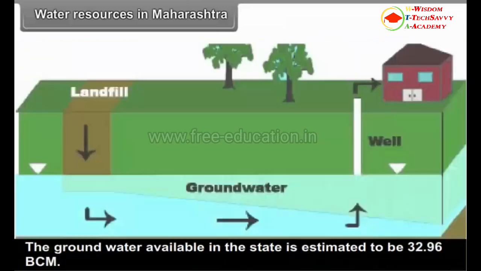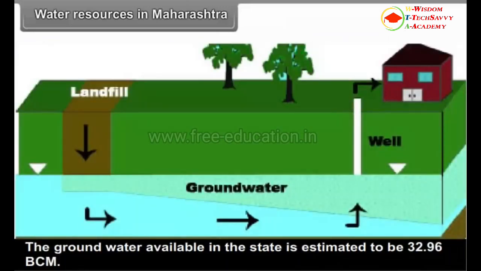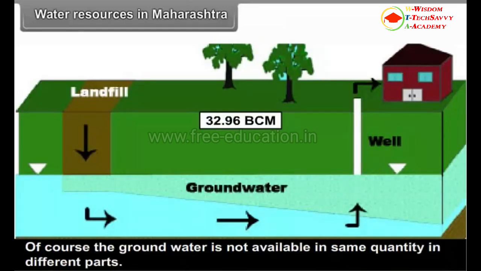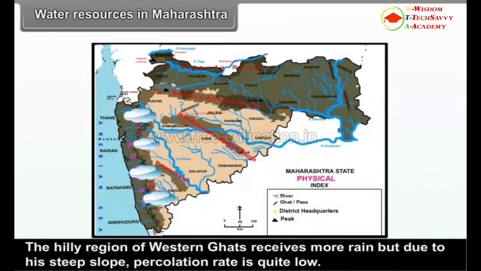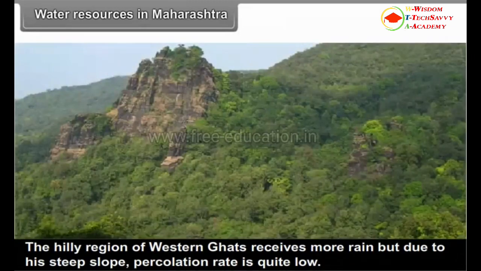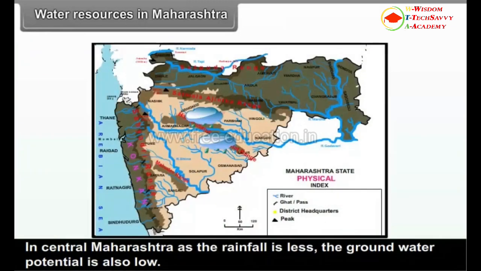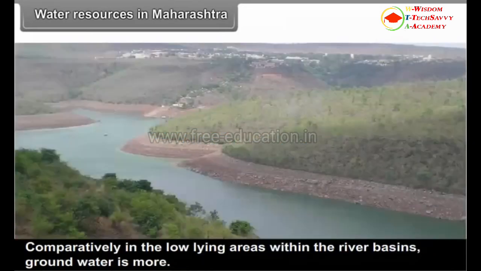Besides these major dams, there are a large number of medium and small dams as well as bunds storing a huge quantity of water. The groundwater available in the state is estimated to be 32.96 BCM. Of course, the groundwater is not available in the same quantity in different parts. The hilly region of the Western Ghats receives more rain, but due to the steep slope, the percolation rate is quite low. In central Maharashtra, as the rainfall is less, the groundwater potential is also low. Comparatively, in the low-lying areas within the river basins, groundwater is more.